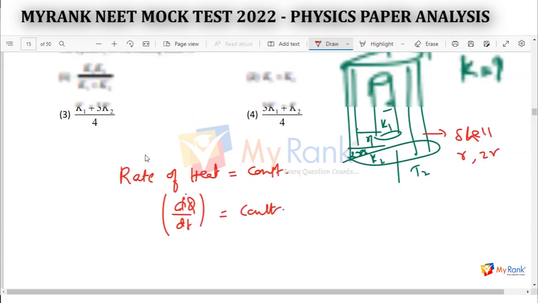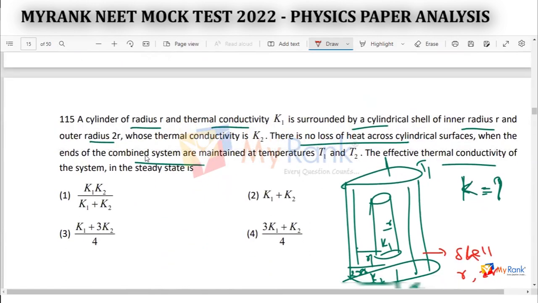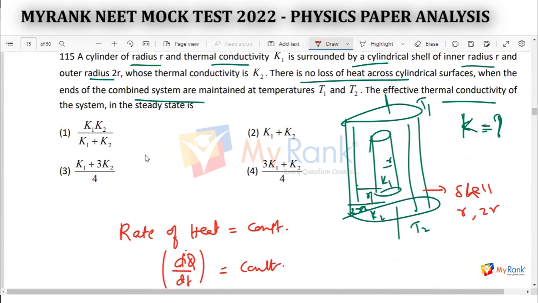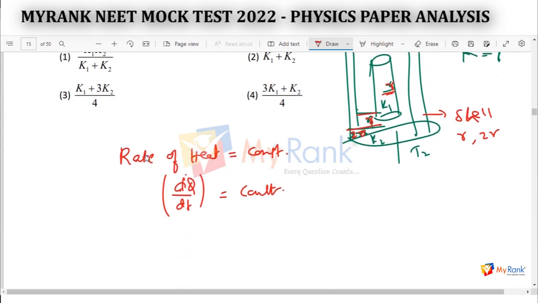Okay, inside, the R1 cylinder is placed. R inside it is R. Here R1 and R2 are for the shell, inner and outer. So here R1 is nothing but R again, and here it is 2R, students. So we have to keep this all in mind. The rate of heat is the same, na?